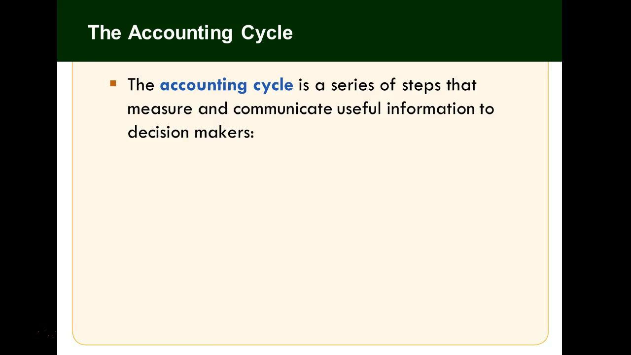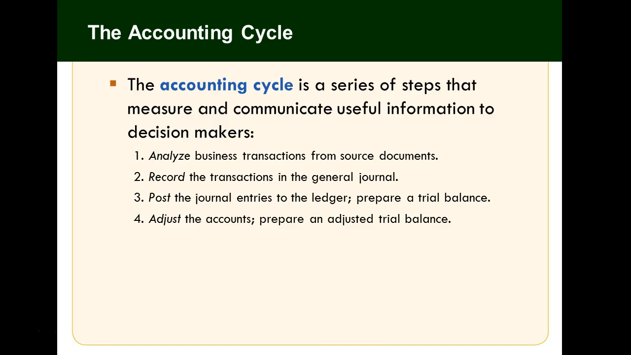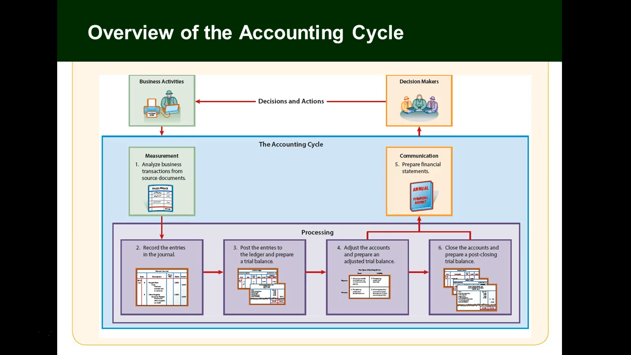So we've got this thing called an accounting cycle. This accounting cycle is this process we do over and over again that basically helps us measure and communicate all this information to those end users. So this accounting cycle is going to start by analyzing transactions and then recording the transactions. We're going to then do something that's called posting the general journal entries to the ledger and preparing a trial balance, adjusting accounts to come up with what we call an adjusted trial balance, ultimately preparing financial statements, and then closing the accounts.